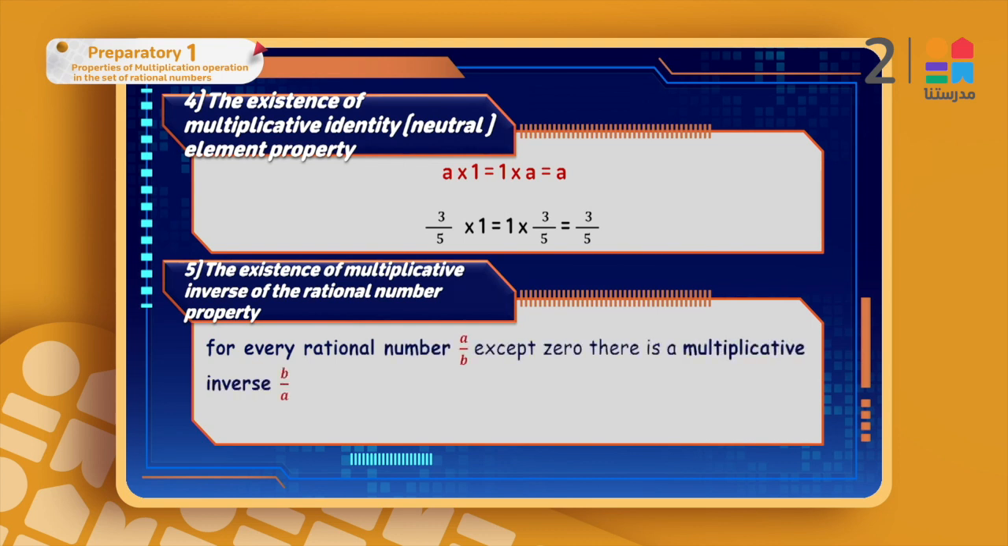For every rational number A over B except 0, we have to focus on this point, except 0, there is a multiplicative inverse, which is B over A. As you can see, we just flipped the fraction. A over B becomes B over A, where A over B times B over A equals 1. As we said before, any number multiplied by its multiplicative inverse gives the identity property, which is 1.